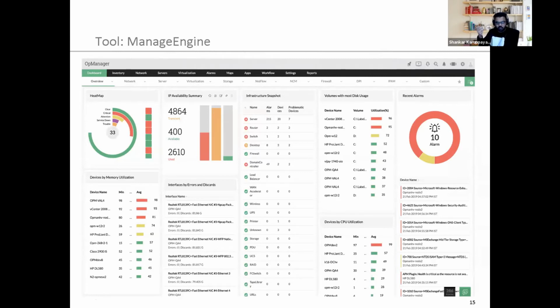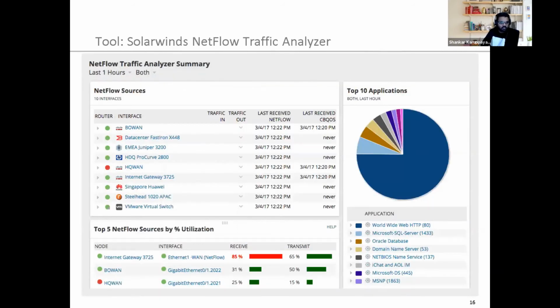As a network administrator, or as, let's call it, the security guy, you need to know which tool you want. You might want to use more than one, or you might just use one. It's a matter of getting to know what tools are out there and then figuring out which one works best for you. So we have ManageEngine. We also have SolarWinds Traffic Analyzer.